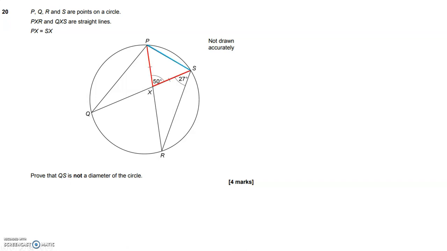What I'm going to do is I realise I've got an isosceles triangle there. XPS is isosceles because XP and XS are equal. They tell us that. And so I can work out the angles down at P and at S. I do 180 minus 50 and then I halve it. So I get that those two angles are both 65 degrees. And don't forget to give all the reasoning for that. Those are the base angles of an isosceles triangle.